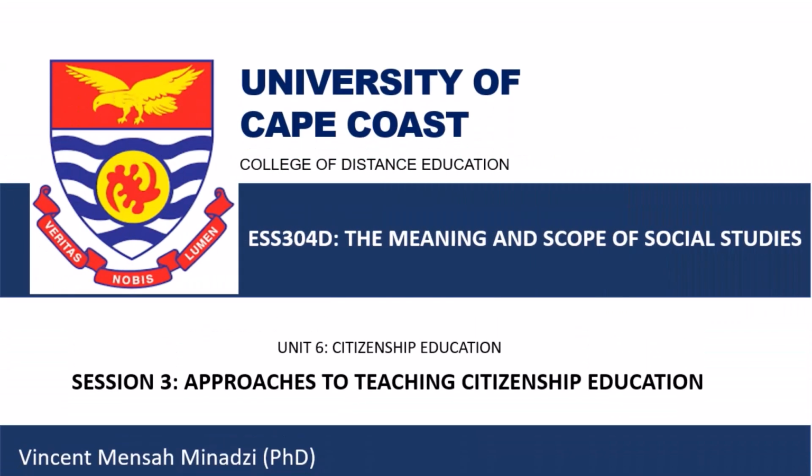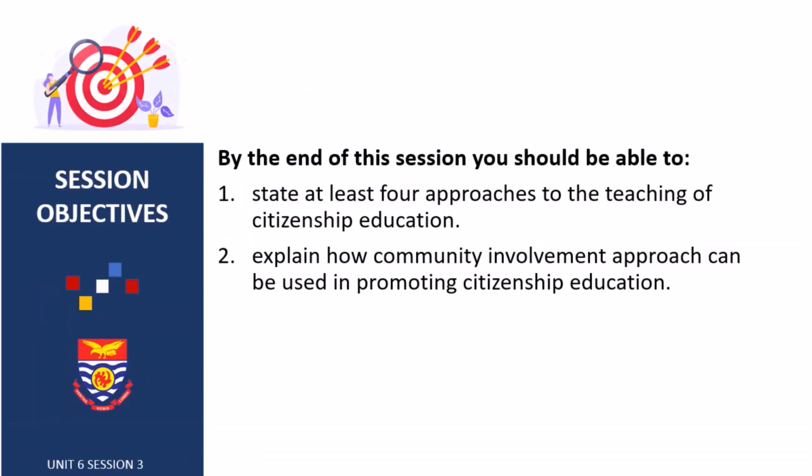We have come to section 3 of Unit 6. Section 3 is on approaches to teaching citizenship education. Let's look at the objectives. There are two objectives for this session. The first one is that you should be able to state at least 4 approaches to the teaching of citizenship education. Second, you should be able to explain how community involvement approach can be used in promoting citizenship education.